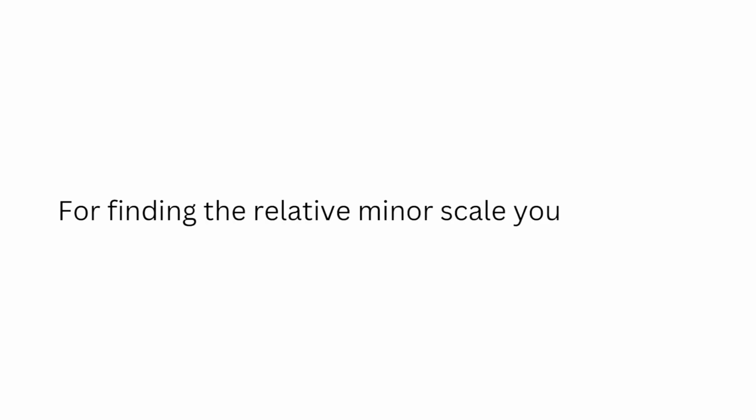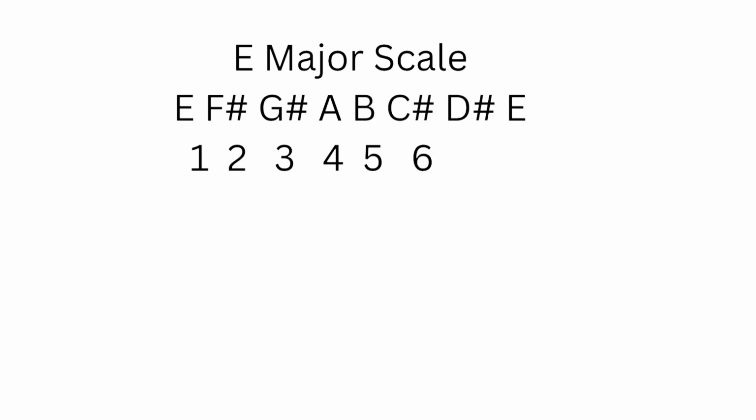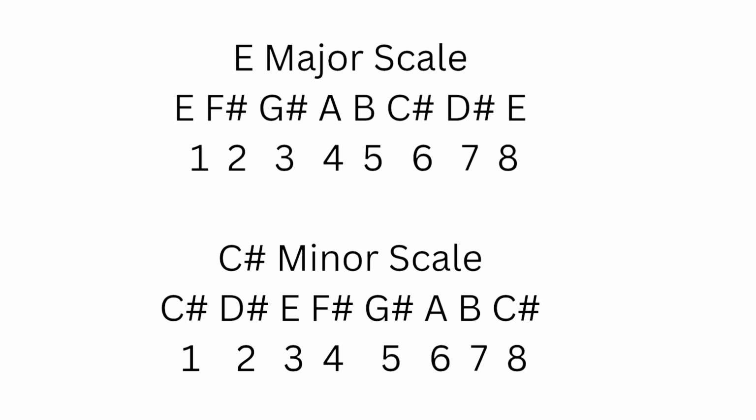To find the relative minor scale, you go down 3 semitones from the major root. E major scale. The notes of E major scale are E, F sharp, G sharp, A, B, C sharp, D sharp, and E. You go down 3 semitones, that is E, D sharp, and C sharp. The C sharp will be the minor scale, that is C sharp minor scale.